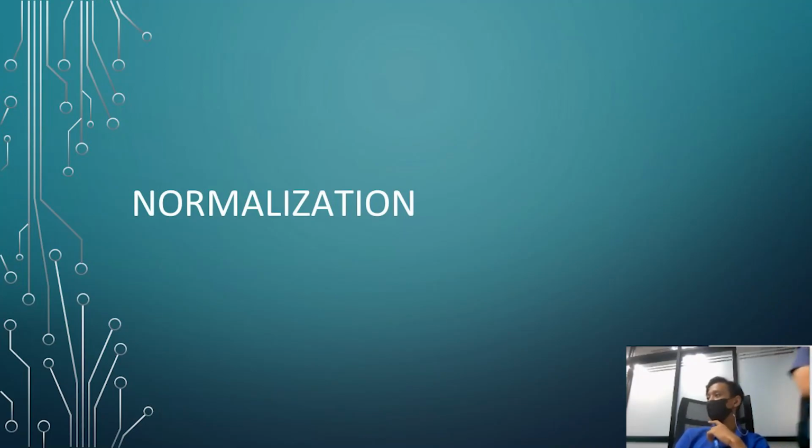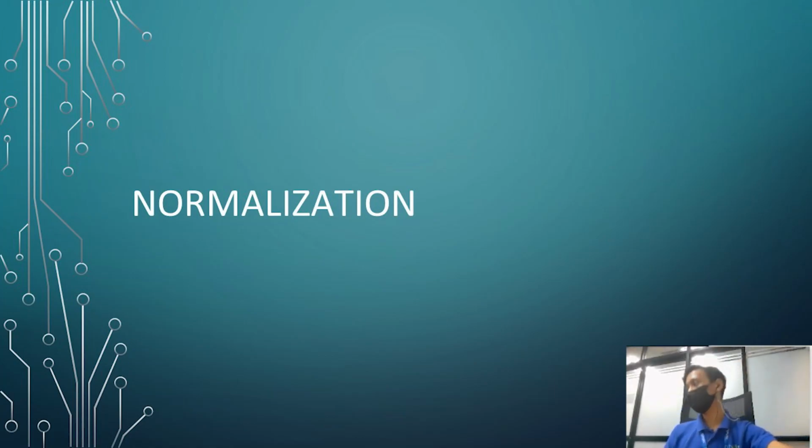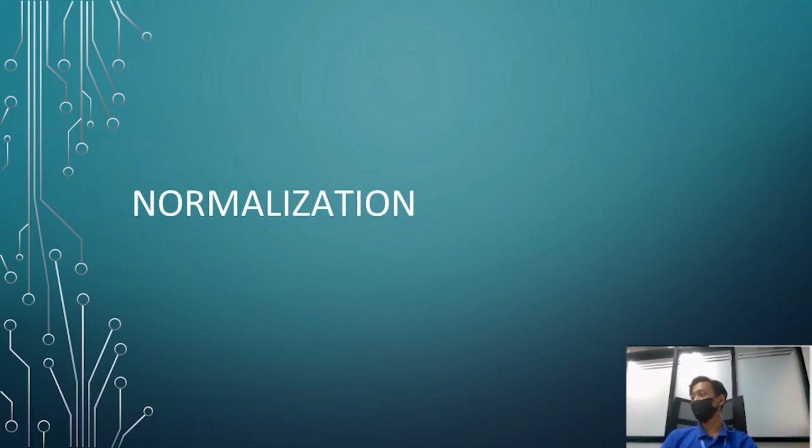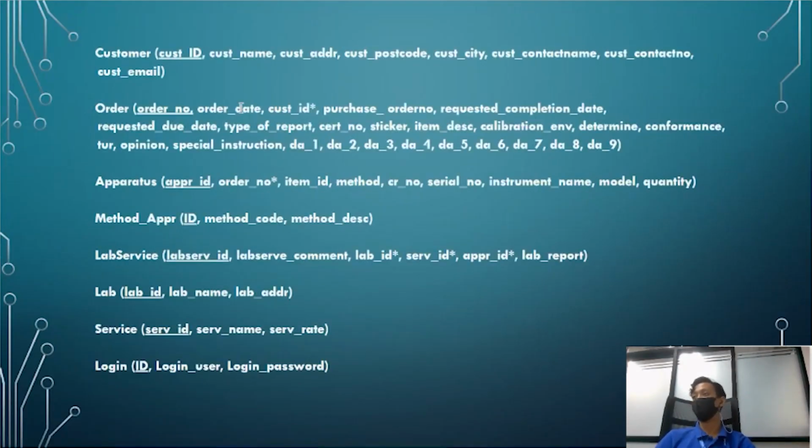Next, we proceed to the next section, which we call normalization. For information, normalization is a method to standardize a database to achieve zero redundancy and also eliminate any duplicates regarding the information in the database. So, we proceed. This is the 3NF form of our database information.